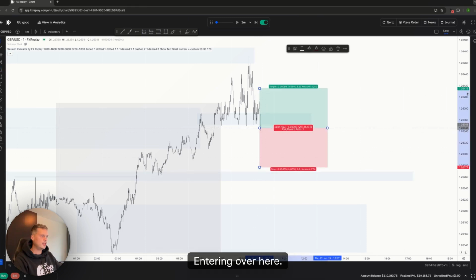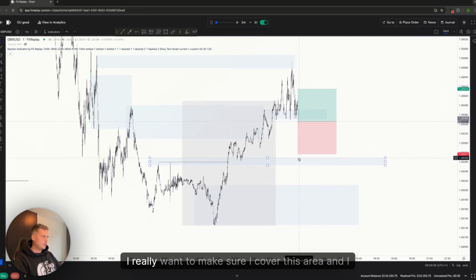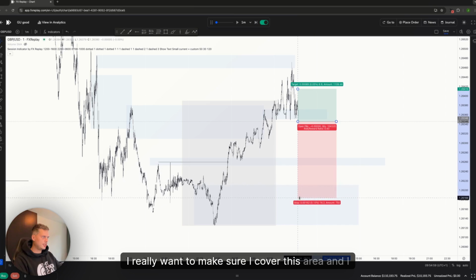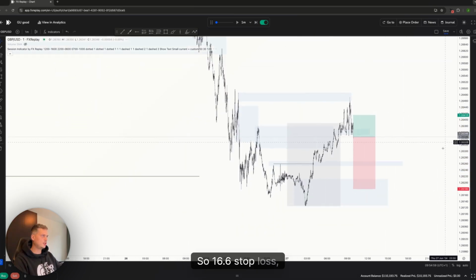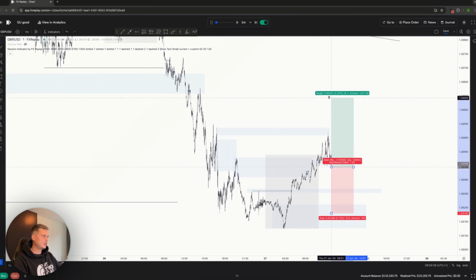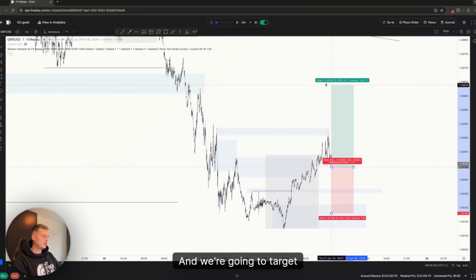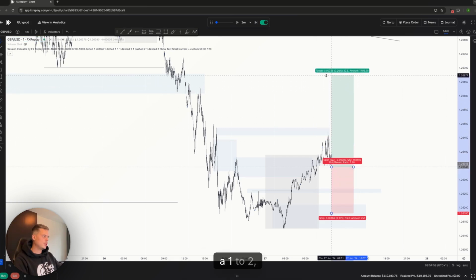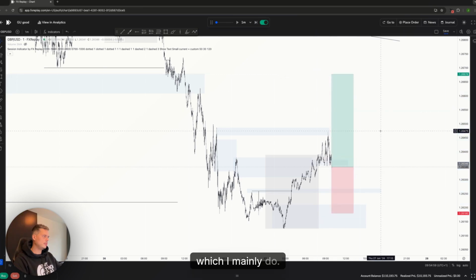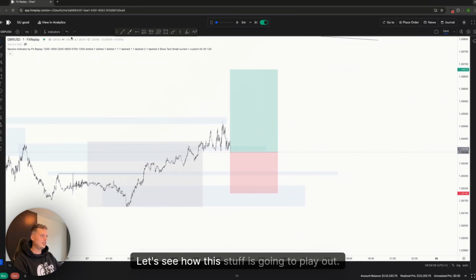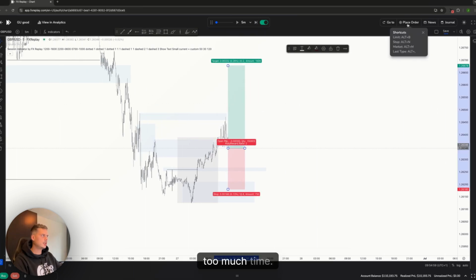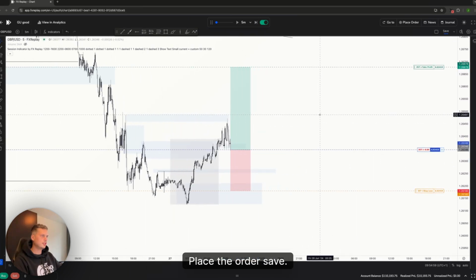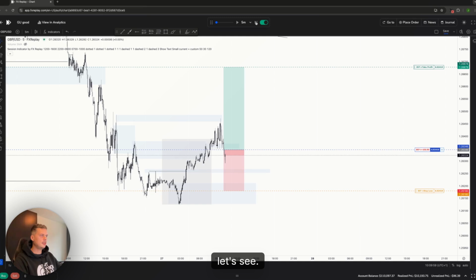Entering over here. I really want to make sure I cover this area, and I might be covering till here. So 16.6 stop loss, which is huge. And we're going to target a 1 to 2, which I mainly do. Let's see how this stuff is going to play out. Put it back on the 5 minutes so it won't take too much time. Place the order, save. All right, let's see.